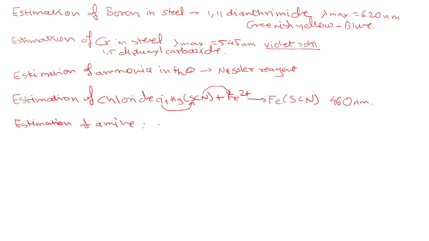Estimation of amine is very famous, and you know it. If primary amine is there, it undergoes formation of orange red dye stuff. You know that orange red dye. Okay. It is a test for primary amine using sodium nitrite.